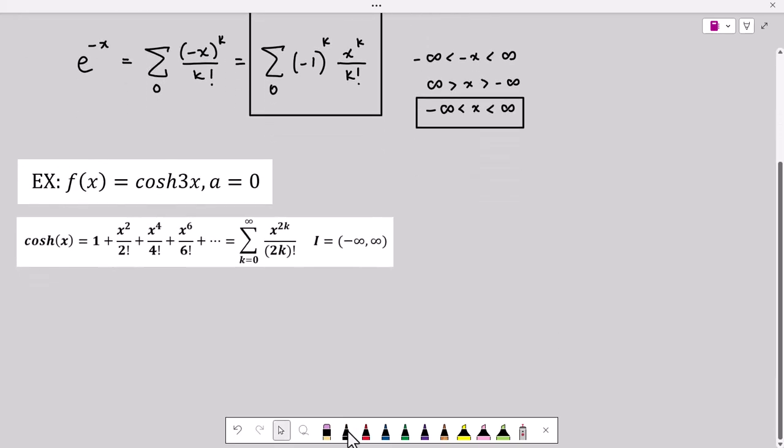The Maclaurin series. That's just wrong. Vroom.